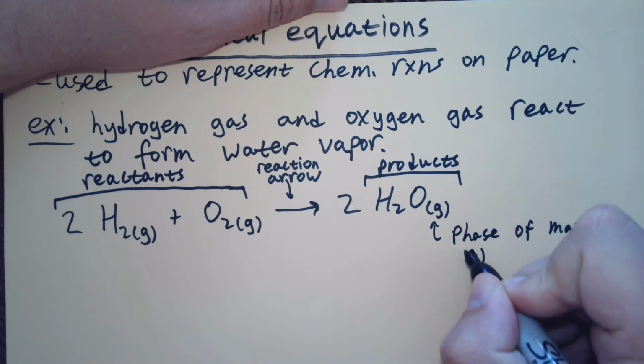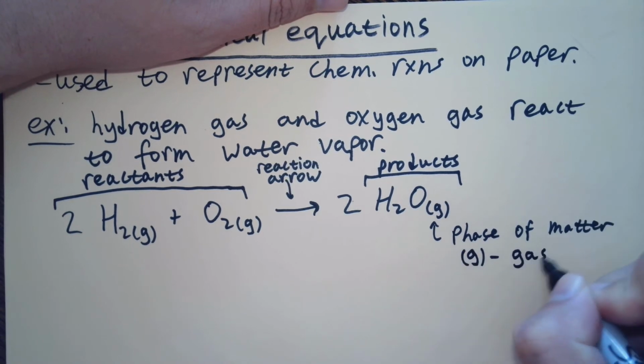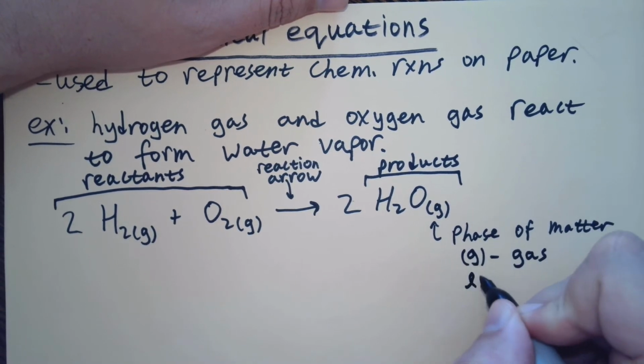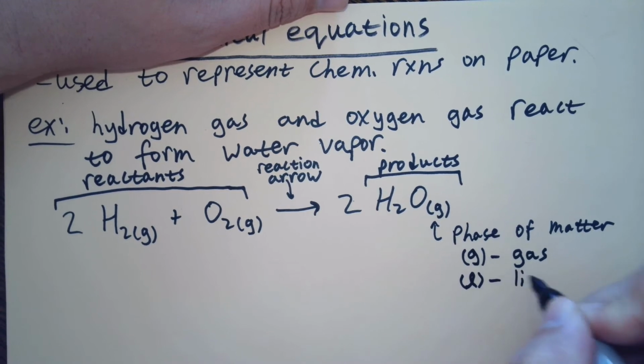Alright, and so a G is for something in the gas phase. An L is something in the liquid phase.